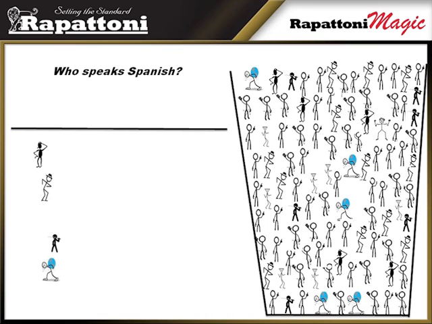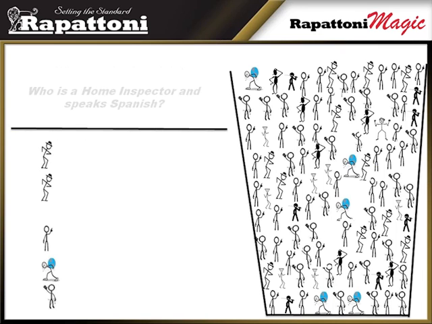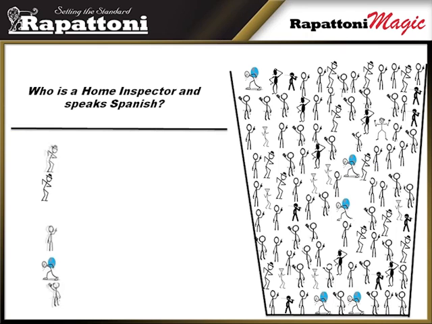Great. What else? How about who speaks Spanish? We can basically do the same thing. So there's a number of lists that you can create depending on your imagination and your creativity. We can even get advanced and say who's a home inspector and speaks Spanish. You can create a list with both of those and narrow it down. In this case, in our bucket of stickman realtors, we have two people that are a home inspector and speak Spanish.